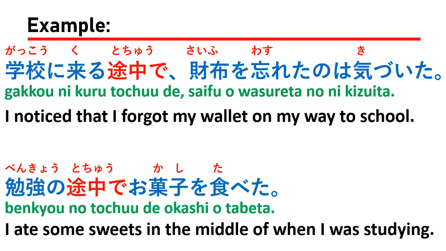So I hope that you understand how to use the grammar of 途中で. It is very easy. You can use 途中 to mean some situation that happens on the way to some destination.